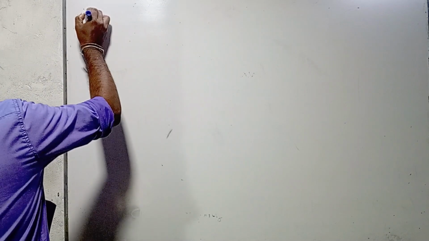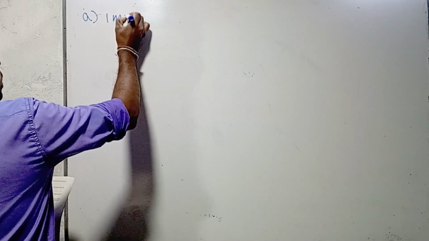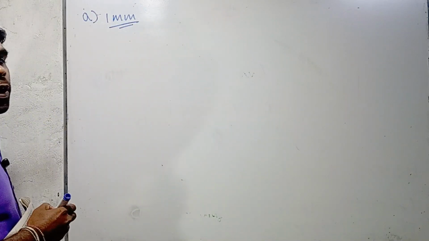We can observe the magnified part of the scale on the ramp. It is calibrated with a millimeter scale. Therefore, the least count of the scale is 1 millimeter, or you can write 0.1 centimeter.